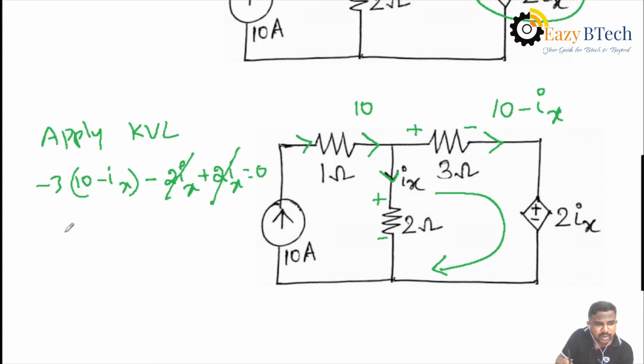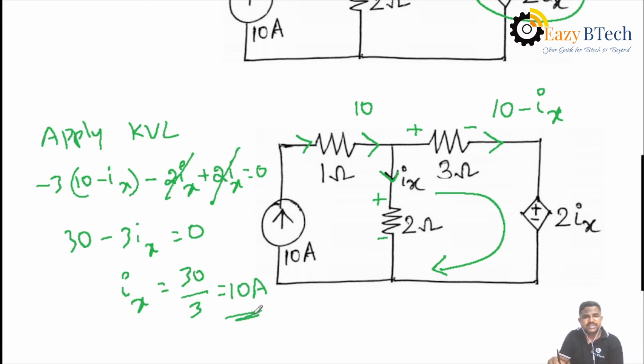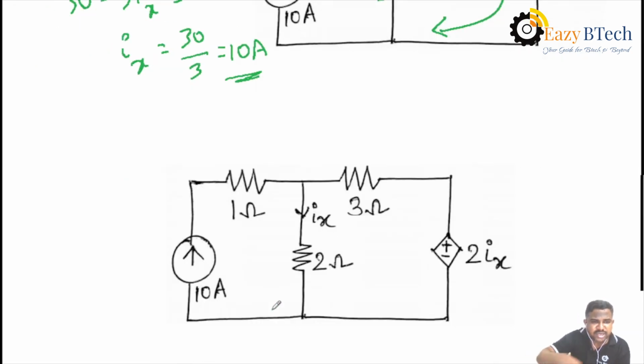What about the remaining value here? 3 into 30 minus 3 into Ix equal to 0. From that, the unknown current value Ix is 30 by 3, that is 10 amperes. That is, the Ix value is 10. Then what are the changes in the given circuit here? The Ix value is 10 amperes.